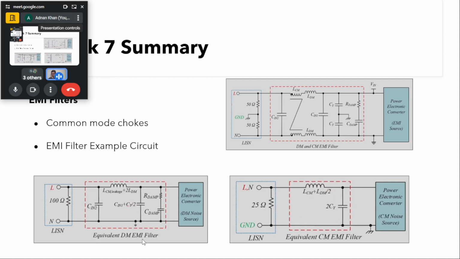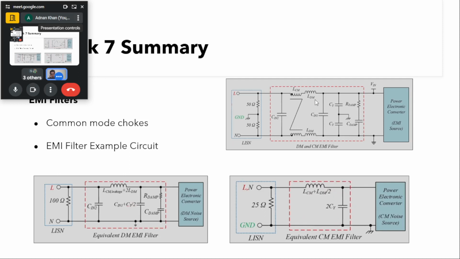How this circuit looks in the differential mode and the common mode is towards the left. In the differential mode, the current goes through one end and comes out through the neutral. And as we have seen in the previous slide, the common mode choke will not provide any filtering or impedance to the differential mode, and only the leakage part of that common mode choke will be there with this differential mode.